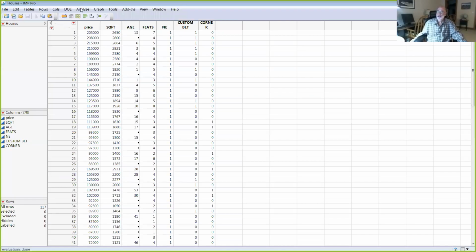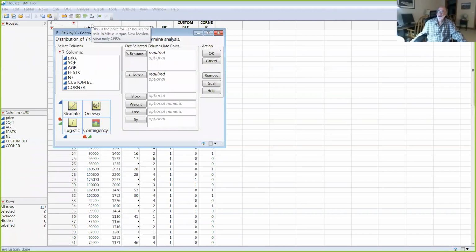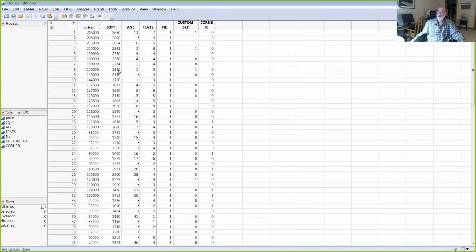Let's ask another question. Let's say we're interested in the relationship between two things. How does the price depend on, let me change these data types here. Custom built, let's make that nominal. And let's make corner nominal. Custom built is an indicator variable, 0 or 1 for whether or not it is a custom built home. 0 or 1 for whether or not it's on the corner. And actually, northeast is a 0, 1 variable for whether or not it's in the northeast part of Albuquerque.